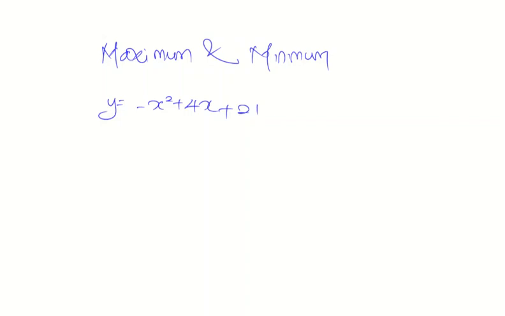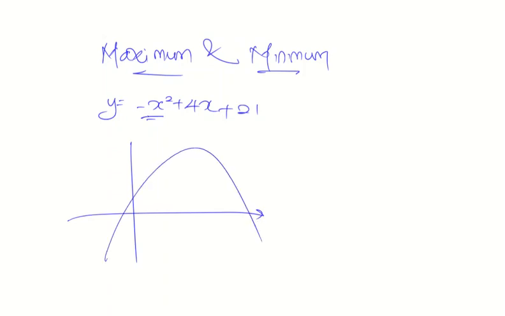Can we find the maximum point or the minimum point? Is it maximum or minimum here? For this question it is a maximum, because the a value is negative, so it must be a maximum point. Okay, so how do we find the maximum point?